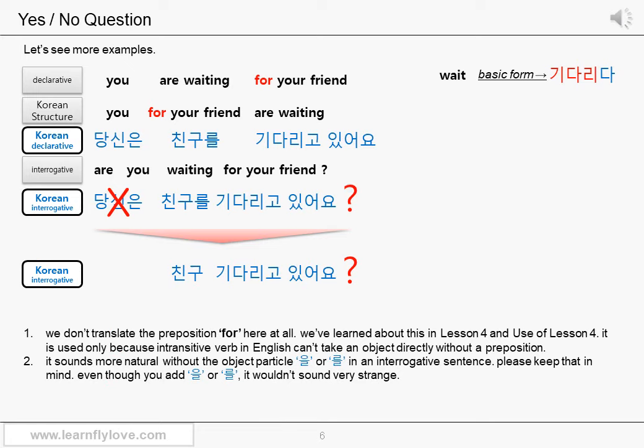In order to make it interrogative, let's get rid of the subject you, put a question mark at the end of the sentence and make a high-pitched sound with the last letter yo. 친구를 기다리고 있어요? It sounds more natural without the object particle 을 or 를 in an interrogative sentence. Please keep that in mind. Even though you add 을 or 를, it wouldn't sound very strange though. 친구 기다리고 있어요? Are you waiting for your friend?